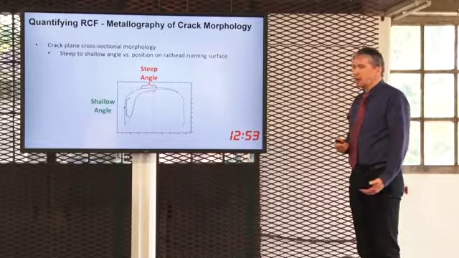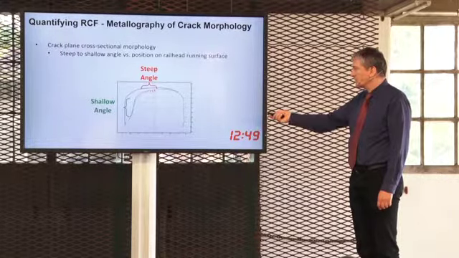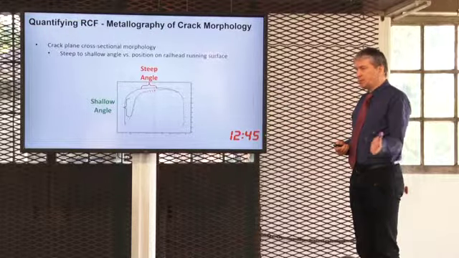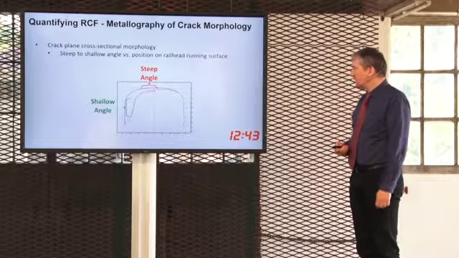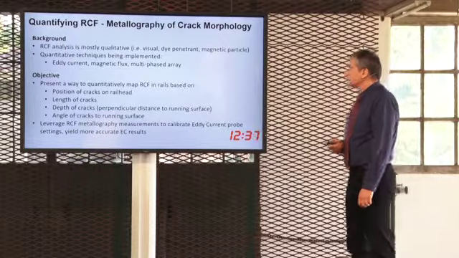So the main trend, if you look at the schematic, is that if you sit at the gauge face corner, the cracks are shallow. And as you sweep to the top of the rail, they become deeper, with a steeper angle. So, some of the background.